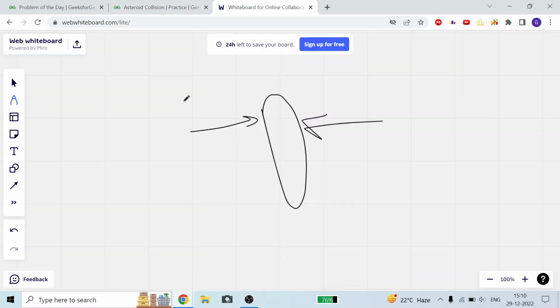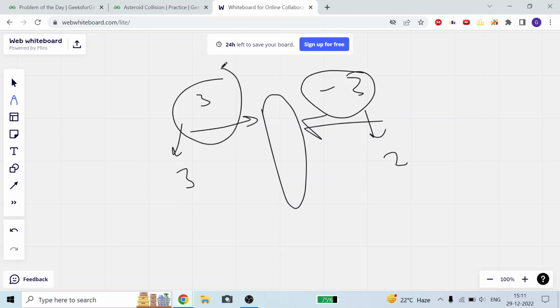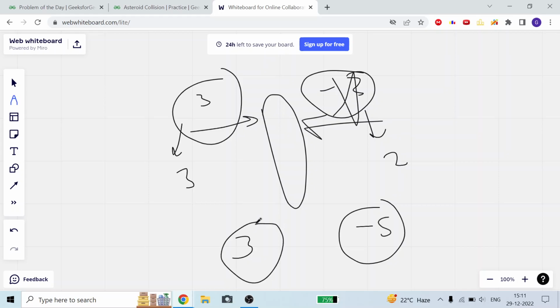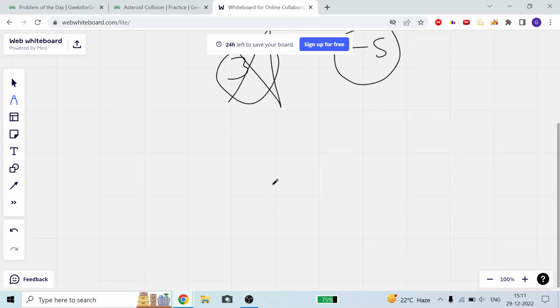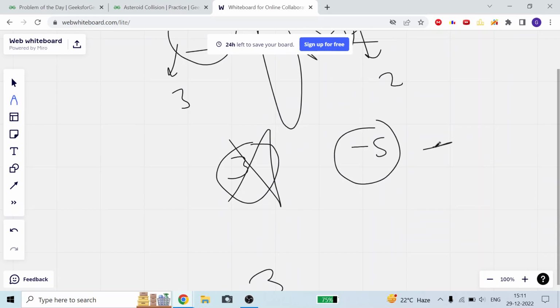Like suppose this is 3 and this is minus 2, so minus 2 is smaller. We have to look at the absolute value: the absolute value of 3 is 3, the absolute value of minus 2 is 2, so the 2 will explode, and we have only 3 left after the collision. Now suppose we have minus 5 here and 3 here. The absolute value is 5 and 3, so the 3 will explode, and we remain with only minus 5.